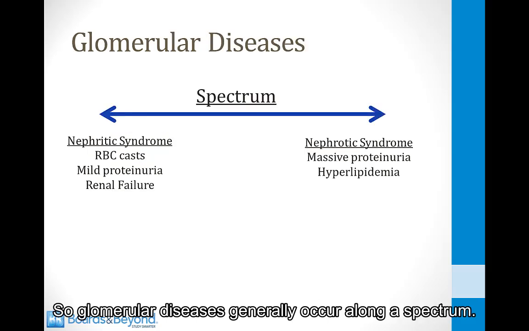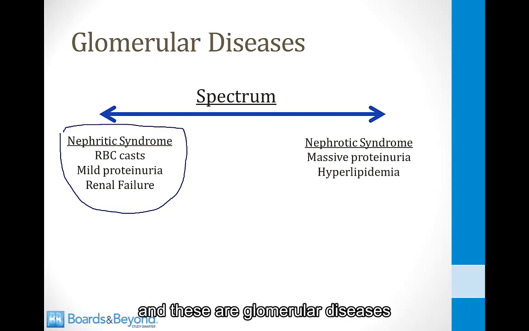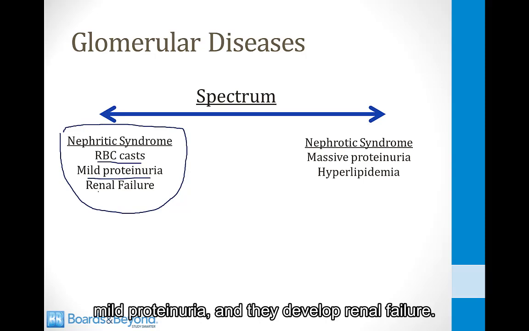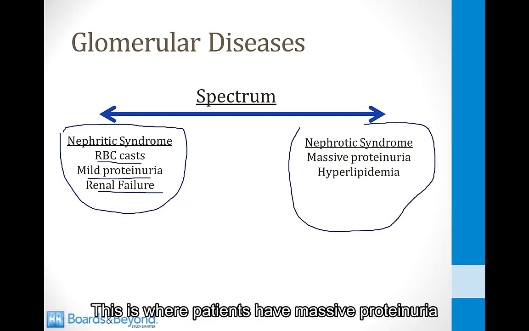So glomerular diseases generally occur along a spectrum. On one end of the spectrum are the nephritic syndromes, and these are glomerular diseases where patients get red blood cell casts in the urine, mild proteinuria, and they develop renal failure. On the other end of the spectrum is the nephrotic syndrome. This is where patients have massive proteinuria and hyperlipidemia.